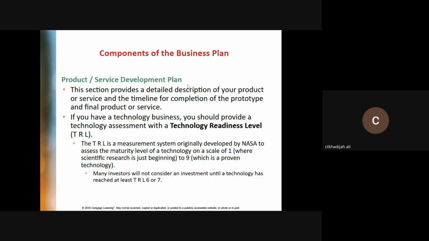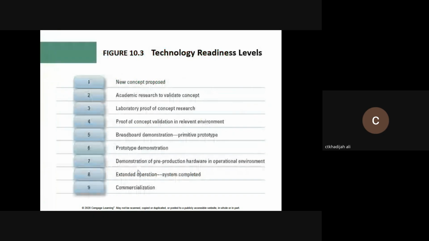Product and service development plan section. This one is to provide a detailed description of your product or service and the timeline for completion of the prototype and final product or service. If you have a technology business, you should provide a technology assessment with a technology readiness level, TRL. We have TRL 1 up to 9. Okay? These are the meaning of the TRL from 1 up to 9.